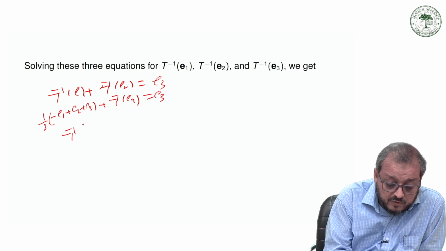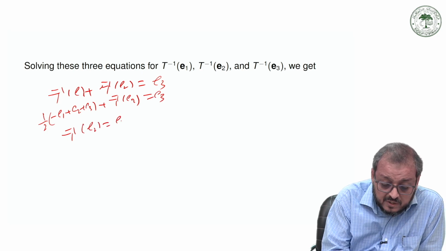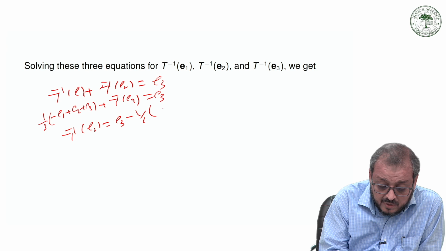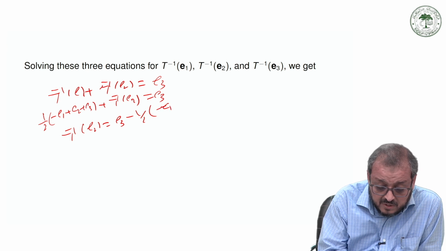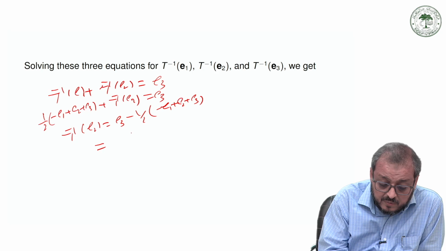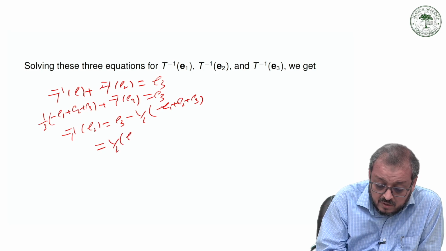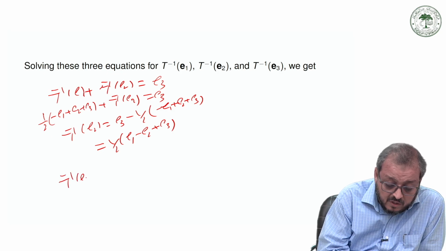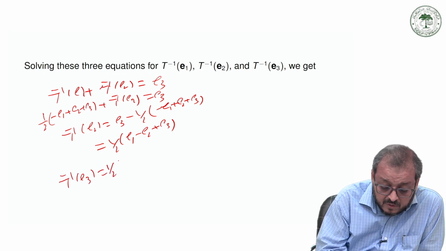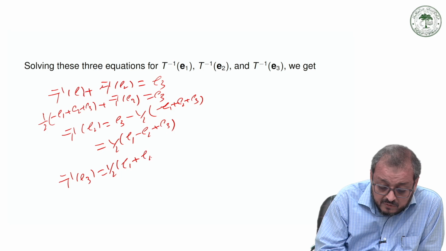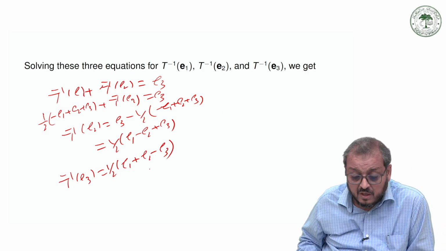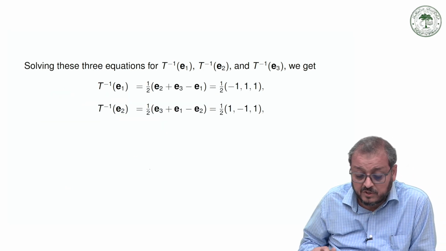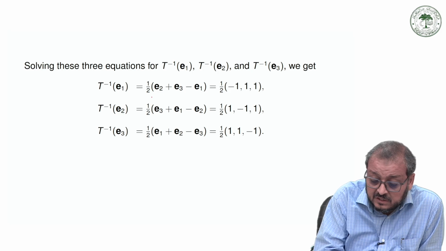So, T inverse of E2 is equal to E3 minus 1 by 2 (minus E1 plus E2 plus E3), and then this is equal to 1 by 2 (E1 minus E2 plus E3). Similarly, we can calculate T inverse of E3, which is 1 by 2 (E1 plus E2 minus E3). This means we have to substitute the values, and this is how it comes.